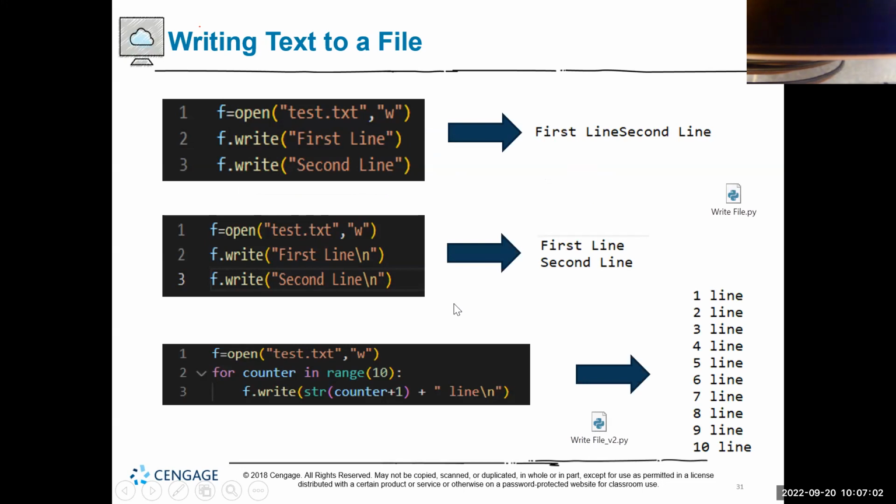Okay, and of course, if you want to print it in many lines, you can use a for loop or whatever it is. If you have repetition in the program, if you want to print out line 1, line 2, line 3, line 4, and so on up to line 10, you can use a loop or counter to iterate from 1 to 10.